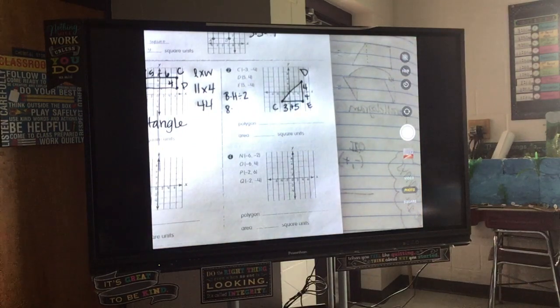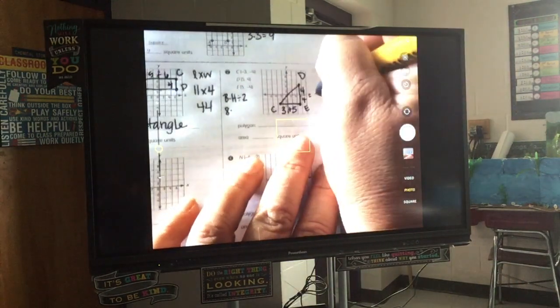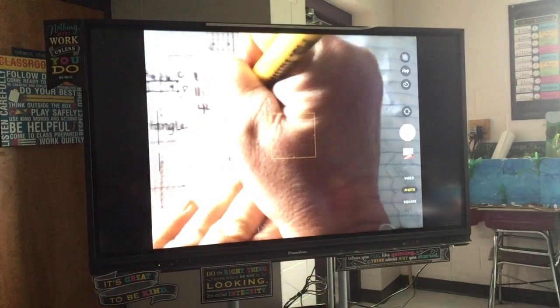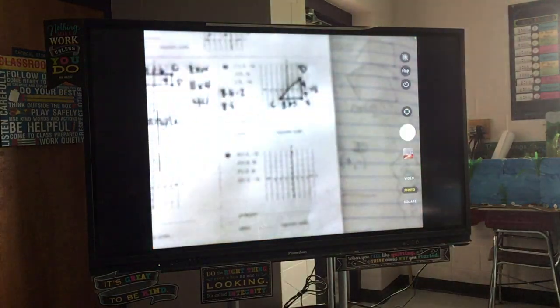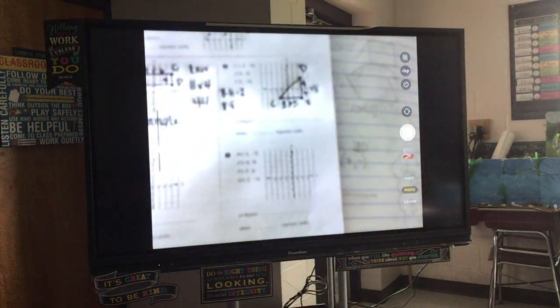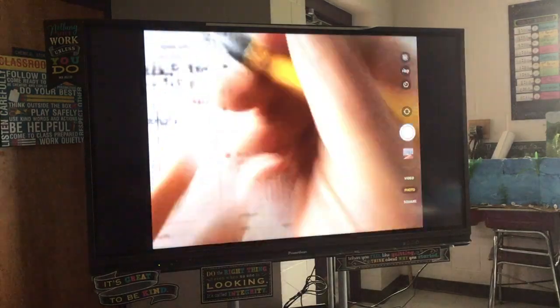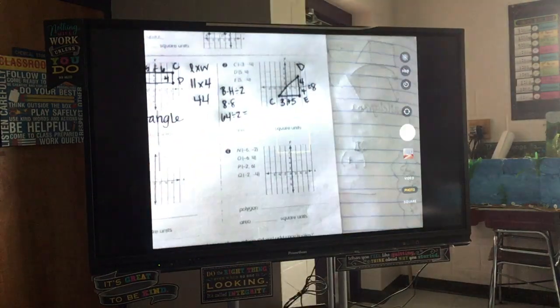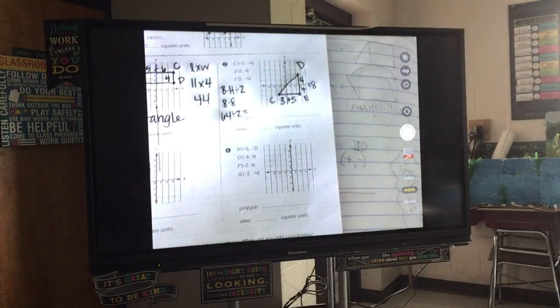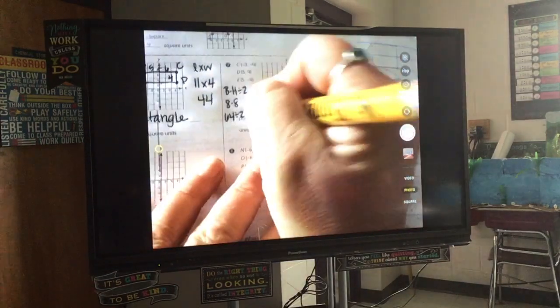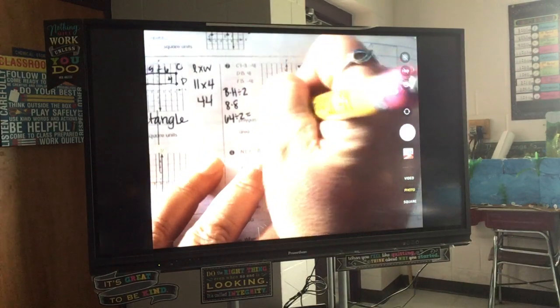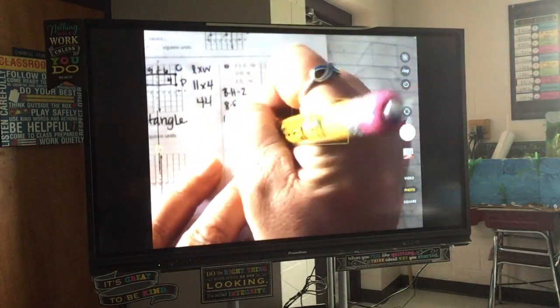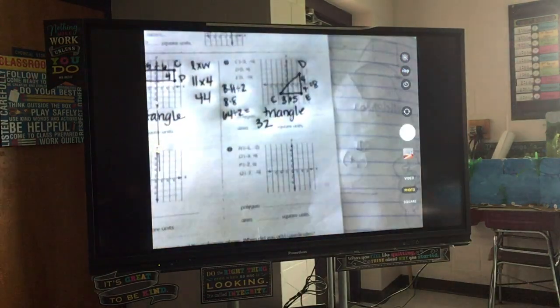What is 4 plus 4? 8. So we are doing 8 times 8. What's 8 times 8? 64. Divided by 2. One more time, you ready? What is it? 32. So you have a triangle, and 64 divided by 2 gives you 32 square units.